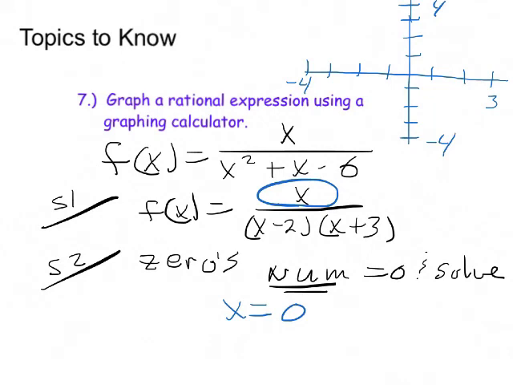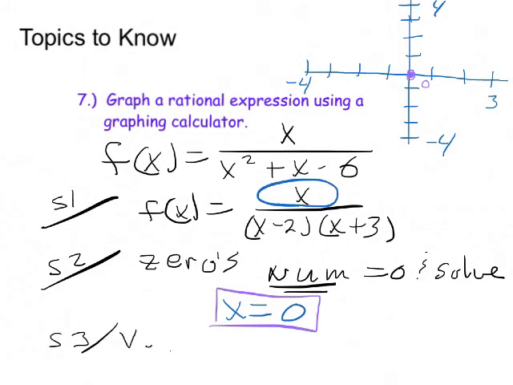Now, we've found so far that 0 is one of the zeros of the function. So I'm going to put that there, and I'm going to put a little 0 there as well, because that labels my x-intercept. So what's next? Step number 3. Step number 3 is you need to find your vertical asymptotes.